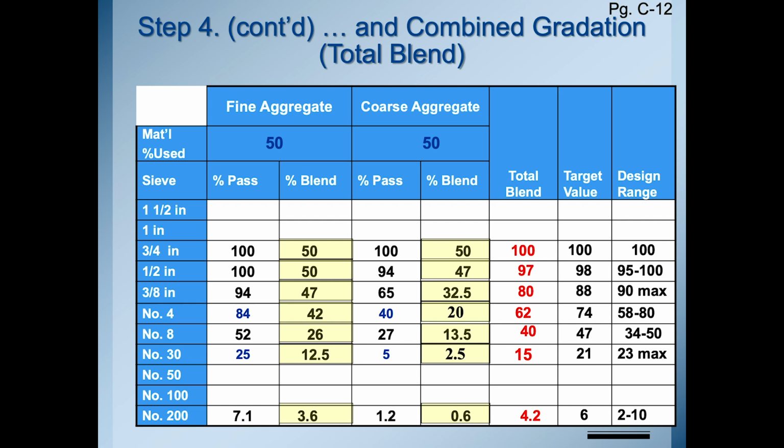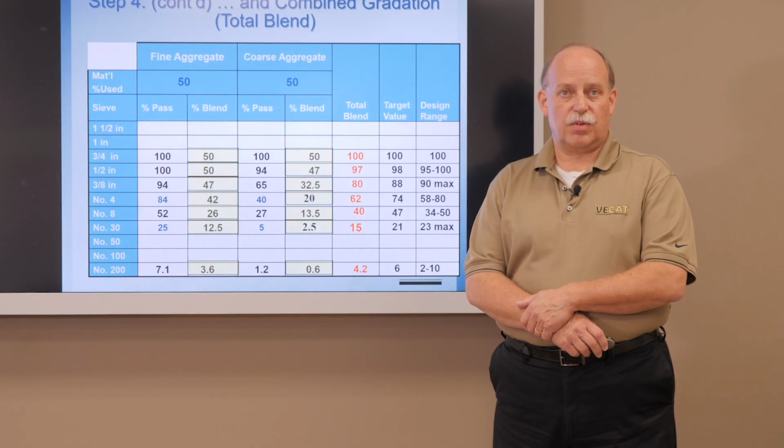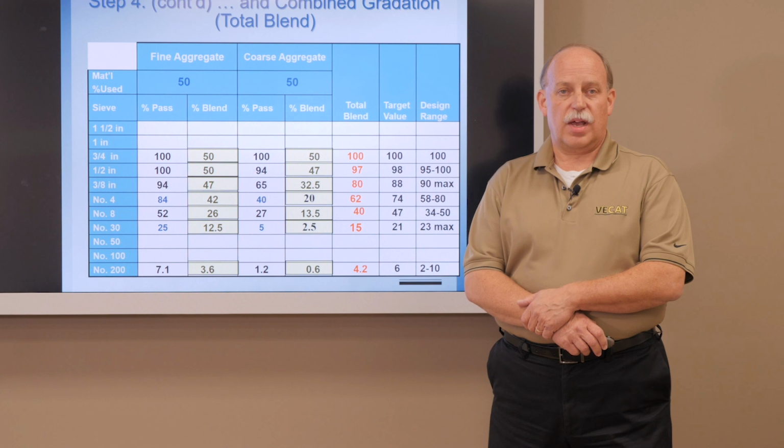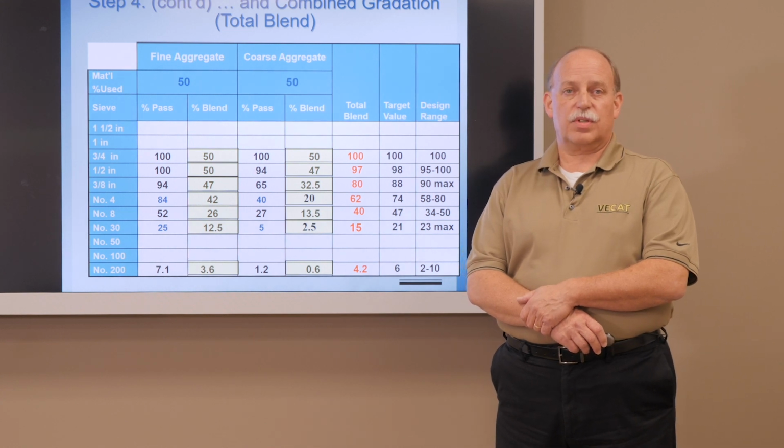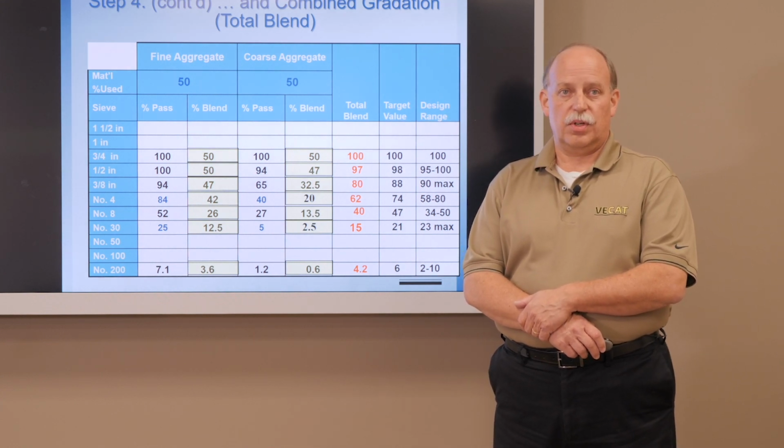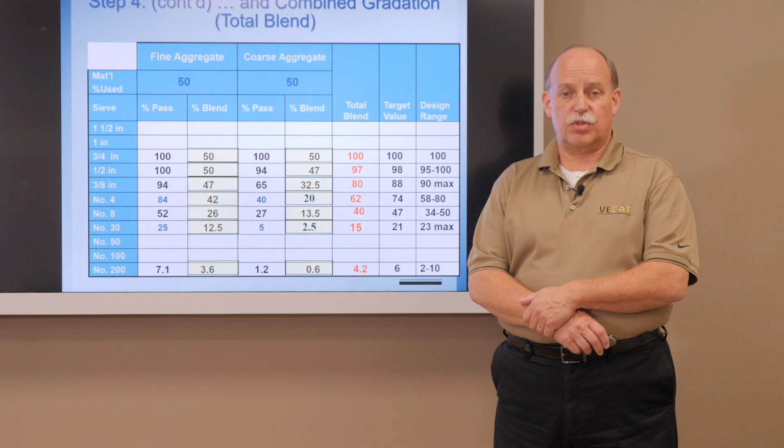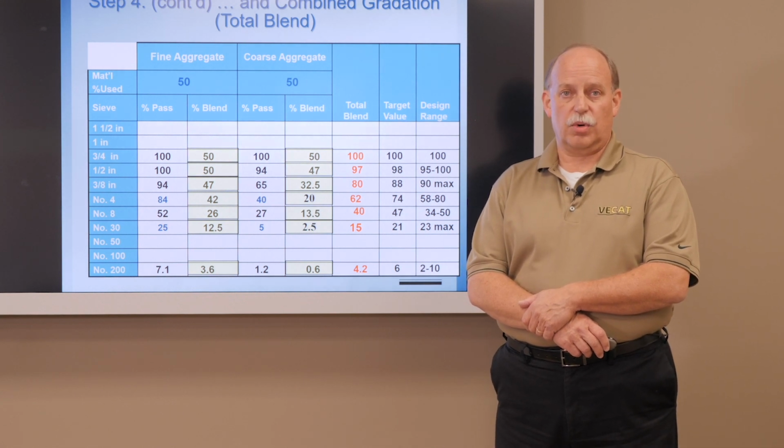Skipping down again to the 3/8" sieve, we had 47% of the blend on the 3/8" sieve was the fine aggregate, and we had 32.5% of the blend on the coarse aggregate. We add those two together and we get a total blend of 80. One thing to keep in mind for all of these sieves is that you have to round these upper sieves to the nearest whole number. So everything with the exception of the number 200 sieve is rounded to a whole number.